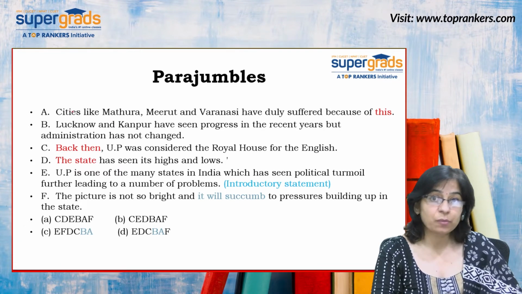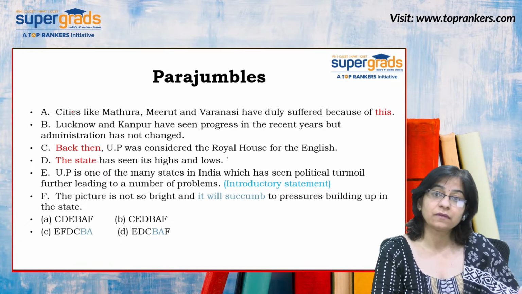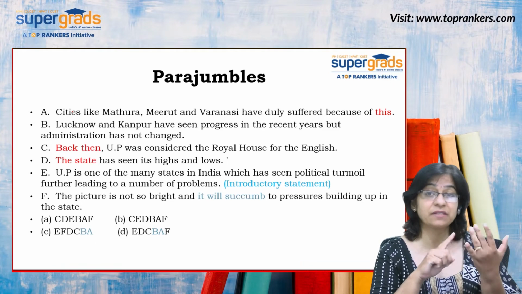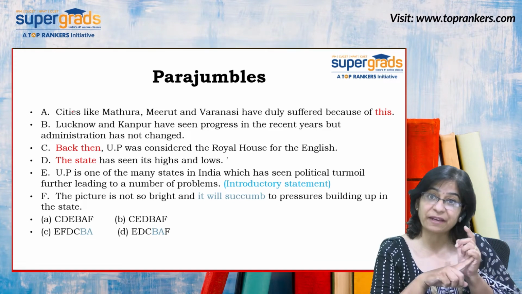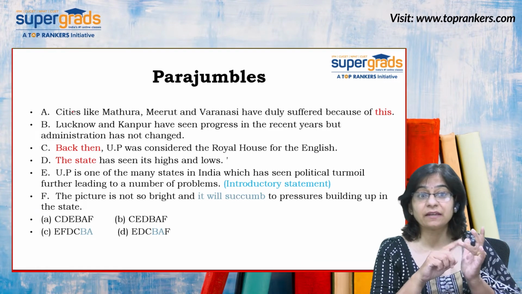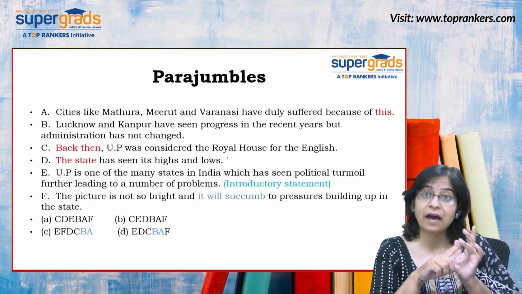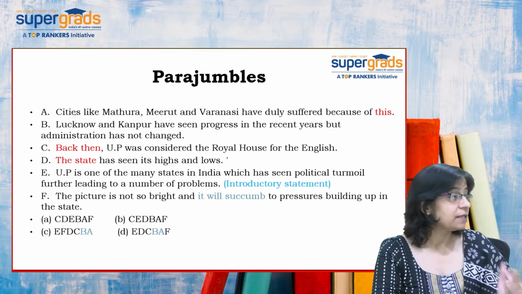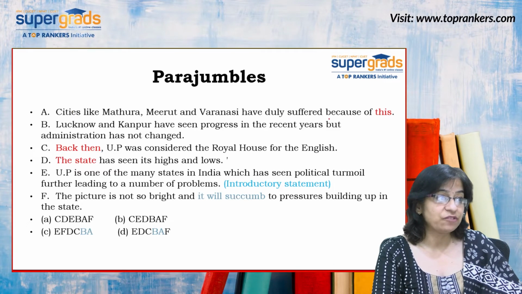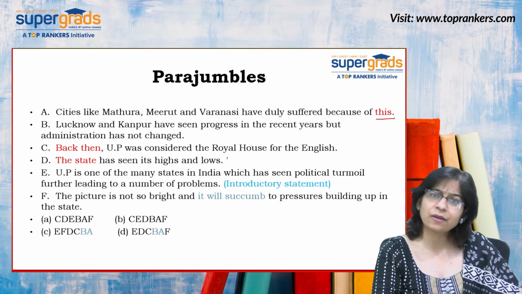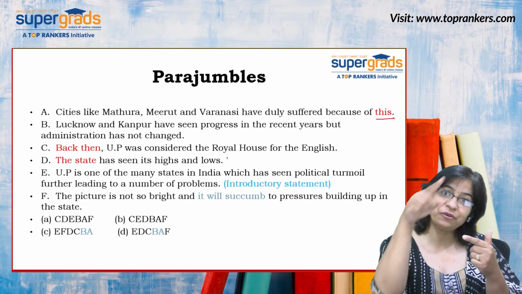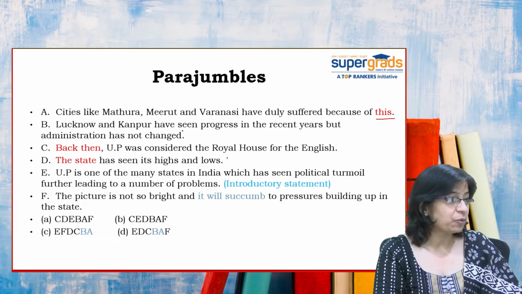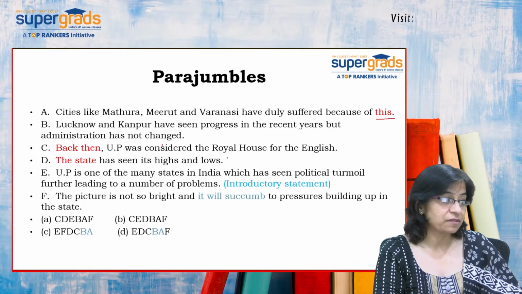Again, this one is an open para-jumble where the first and the last statements are not fixed. So we can look for introductory statement, conclusive statement, we can look for mandatory pairs, and we can look for pronouns or even articles to help us sequentialize this paragraph. Let's see. Cities like Mathura, Meerut, and Varanasi have duly suffered because of this. This cannot be an opening sentence because this will refer to something else that has already been said somewhere in the paragraph. Lucknow, Kanpur have seen progress in recent years, but administration has not changed.